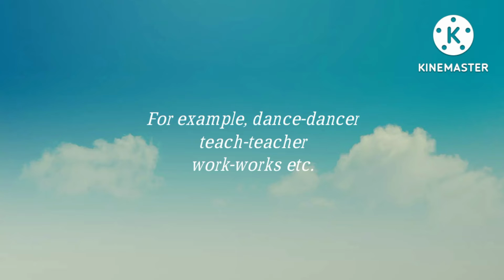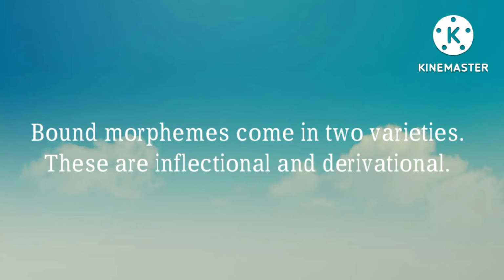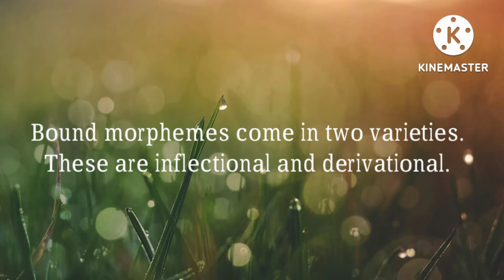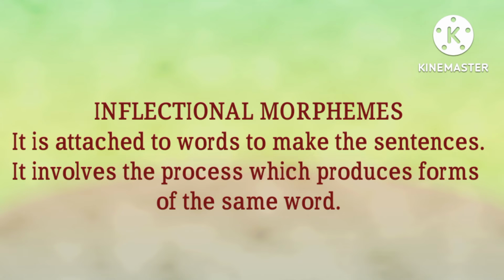For example, we have dance, we have dancer, that's er. Teach, we have teacher, that's er, and work, we have works, that's s. Those are some examples of bound morphemes. Now, bound morphemes come in two varieties: inflectional and derivational morphemes.